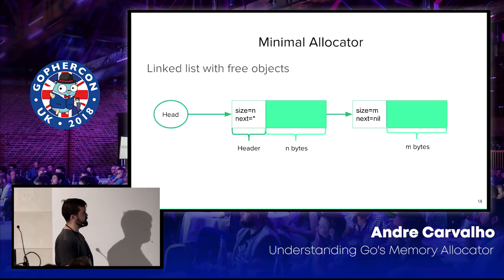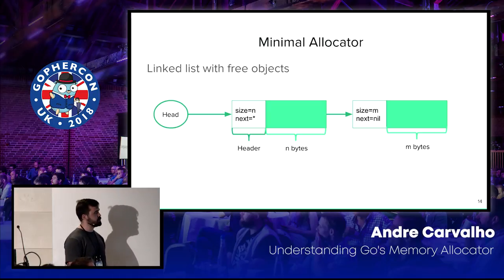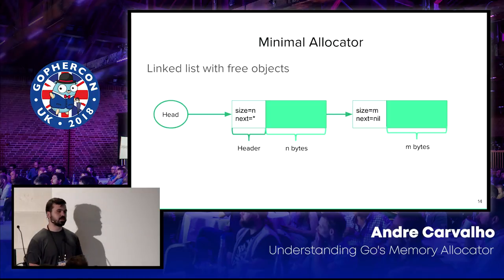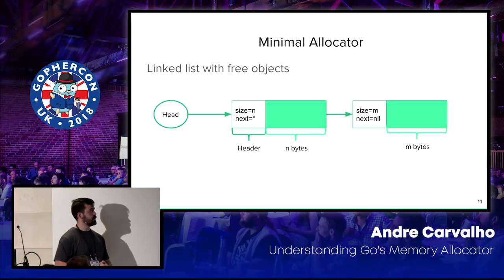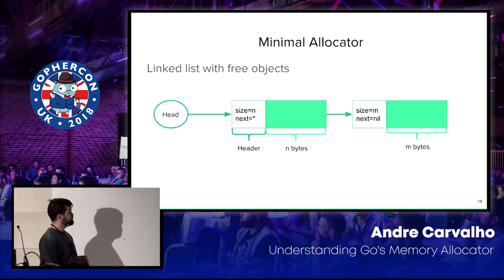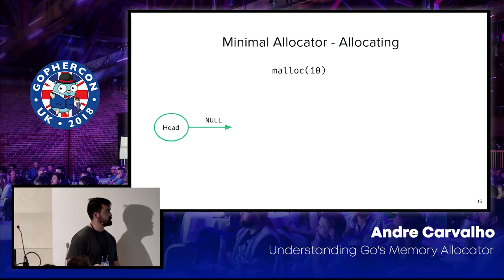Just after the header segment, we have the data segment, which contains that size in bytes. And it's the part that actually returns to the application as an area that they can use to allocate objects. OK, so let's do an example.